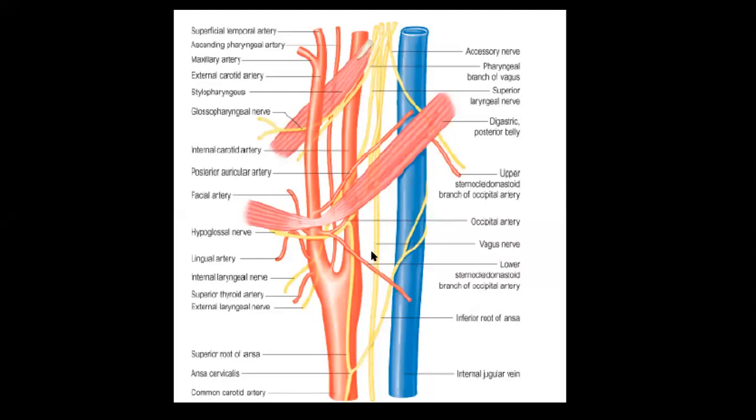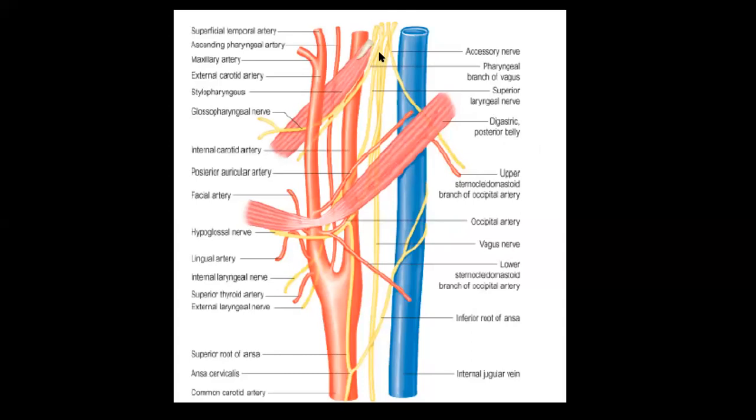10th, vagus. 11th, accessory nerve. Remember the accessory nerve, we had studied in the posterior triangle. It has got a cranial part and a spinal part. The spinal part of the accessory nerve is going backwards to supply the muscles. Which muscles? Sternocleidomastoid and trapezius. So this is the accessory nerve.